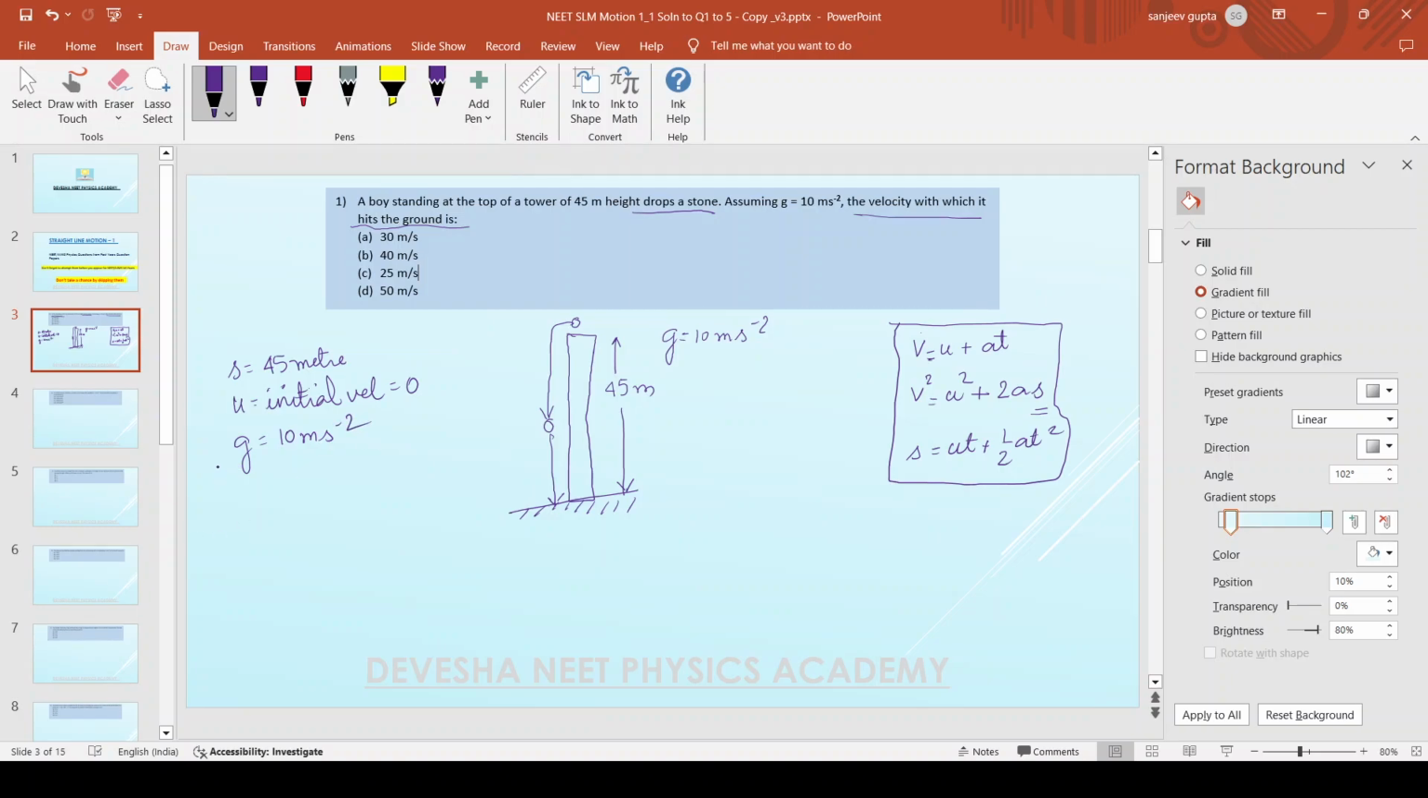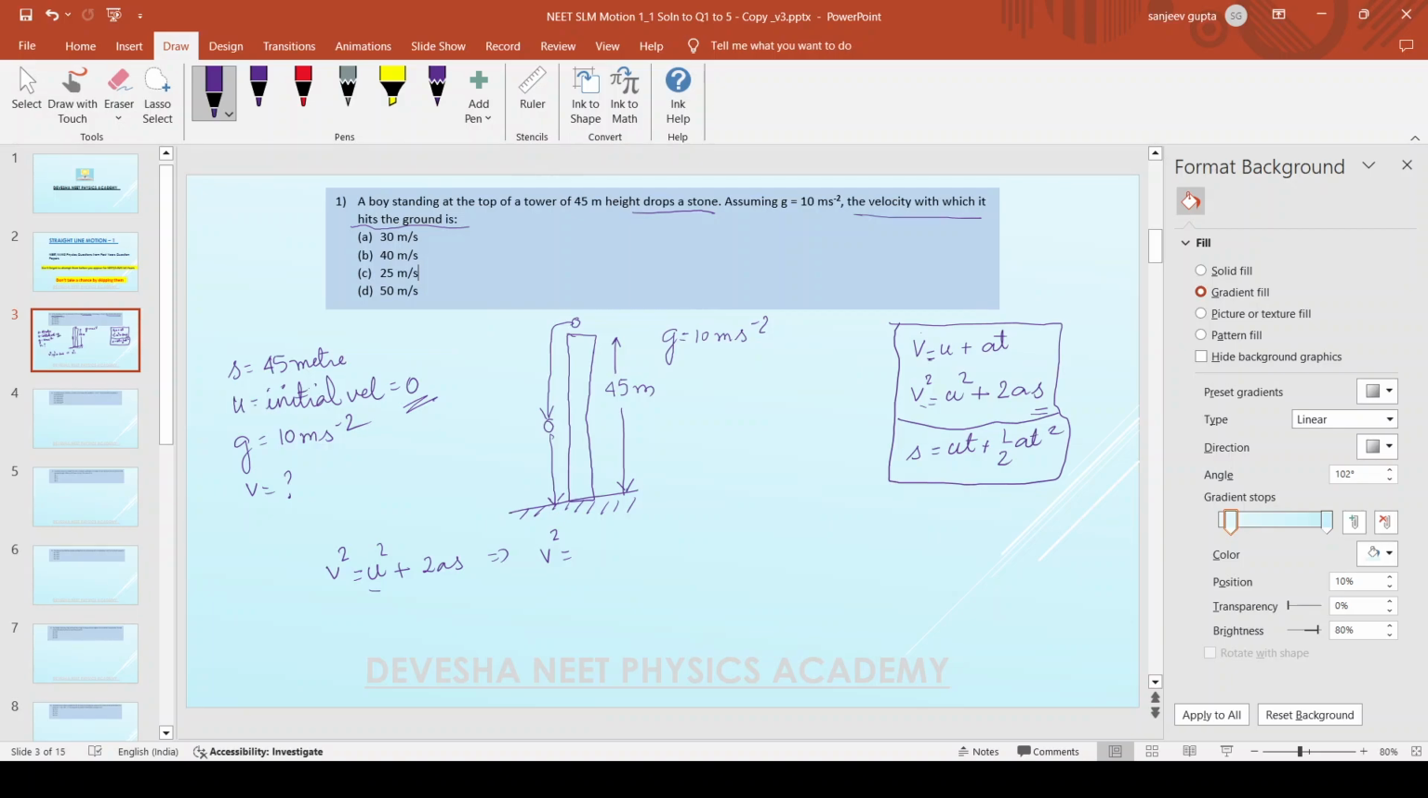So what do we need to find? We need to find the value of v, which is the final velocity with which the stone touches the ground. It is very straightforward here. We can straight away apply the formula v square equal to u square plus 2as. So let's apply the formula. We know v square is equal to u square plus 2as. u is equal to 0, as I said here.